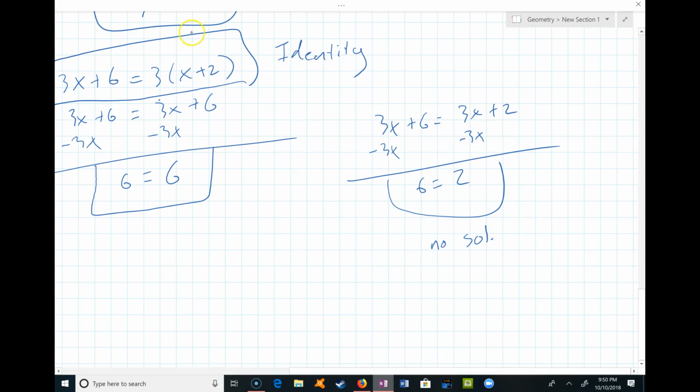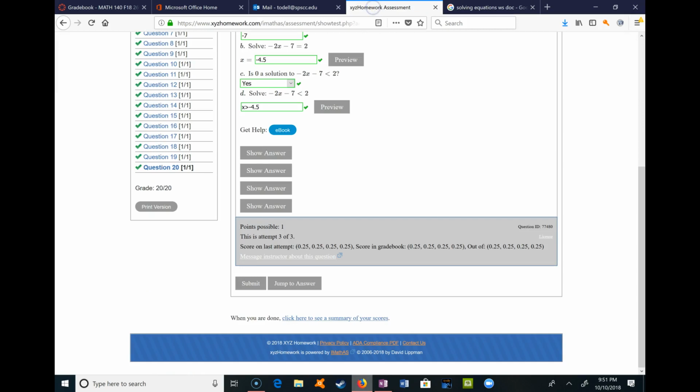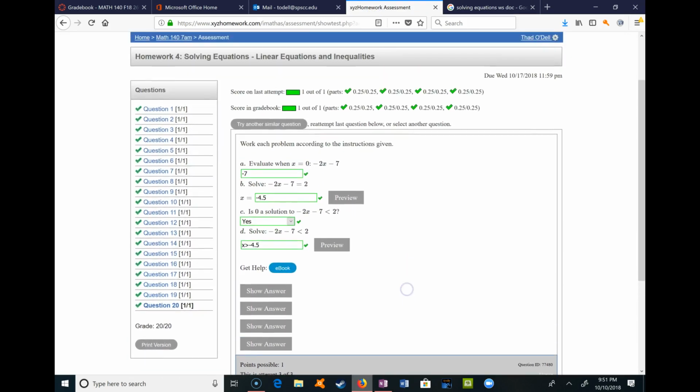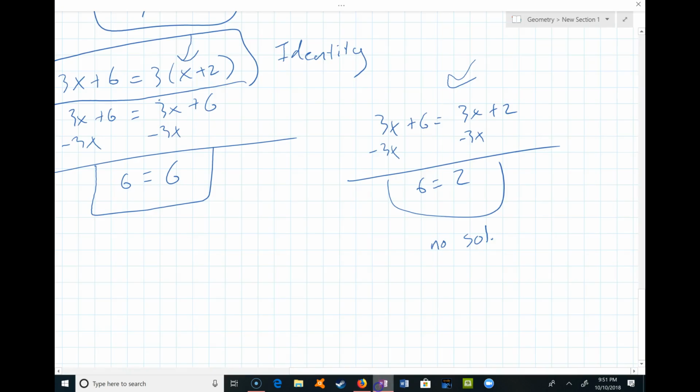This one, every single x we put in here is going to work. It's going to make the equation true. And this one, I can't find any x's that'll make it true. I think XYZ calls this, is it incongruent? I forget what they called it. A contradiction, that's what they call it. It's a contradiction. So basically there is no solution. You'd say that this equation is a contradiction because you can't make the two sides equal to each other.